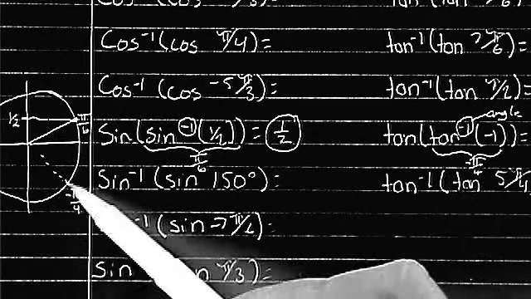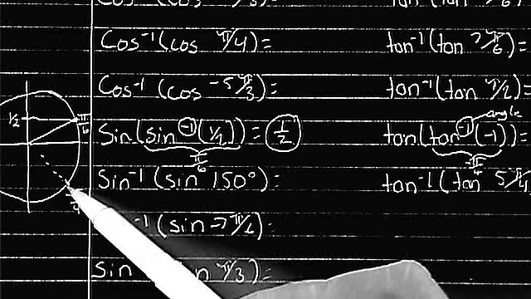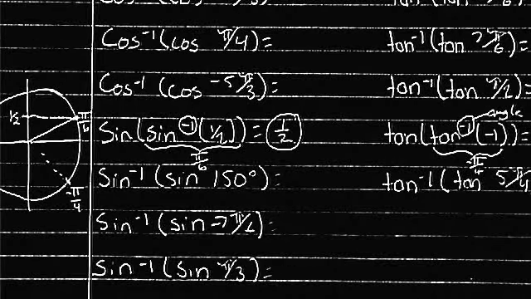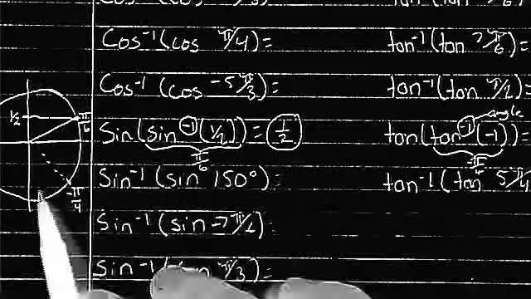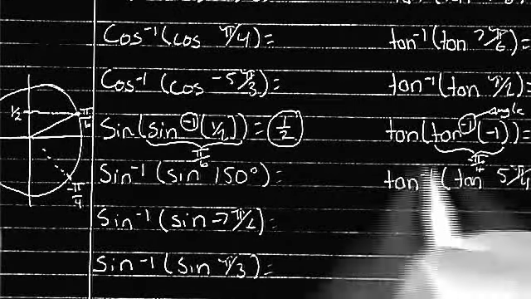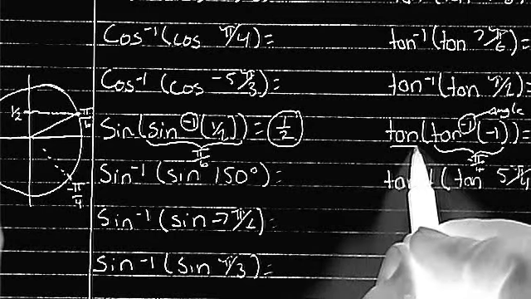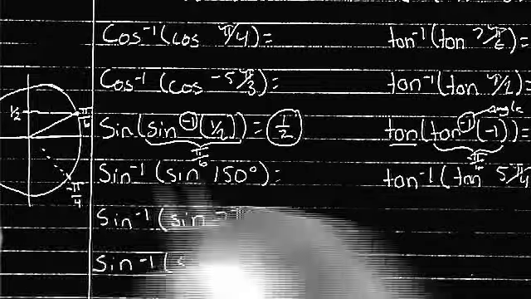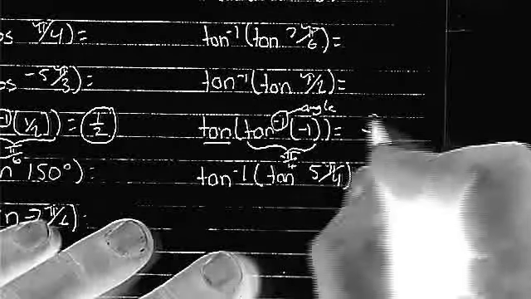Remember how we talked about in class, you can't call it 7 pi over 4 because the inverse tangent function only has a range from negative pi over 2 to pi over 2, not including the endpoints. 7 pi over 4 wouldn't be in that range. But this question is asking for the slope at negative pi over 4. Well, what's the slope at negative pi over 4? That's -1.